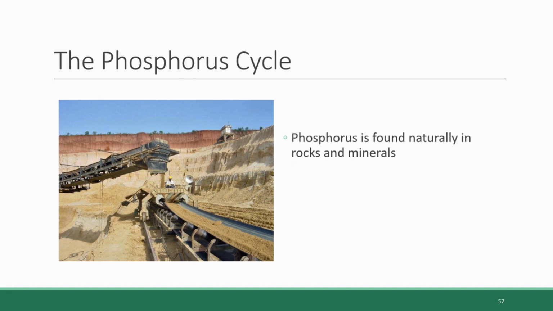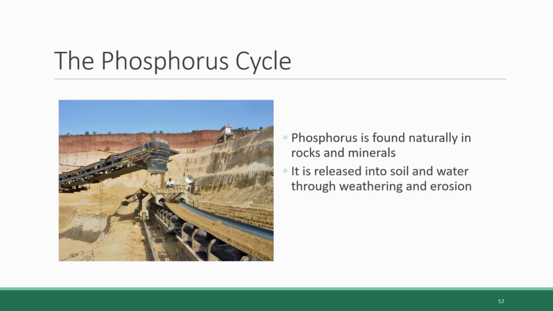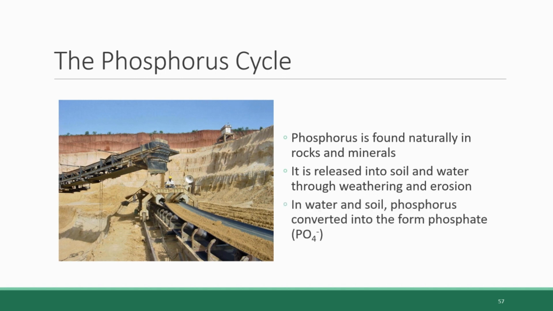Now, moving on to the phosphorus cycle bears some significant similarities to the sulfur cycle. So, like sulfur, phosphorus is found naturally in rocks and minerals, and it is released into the soil and water through weathering and erosion. And in the water and soil, it exists in an ionic form called phosphate, PO4 with a negative electric charge, and phosphate can also be mined out of the ground. The major purpose of mining it is for the production of agricultural fertilizers. That probably sounds familiar by now.